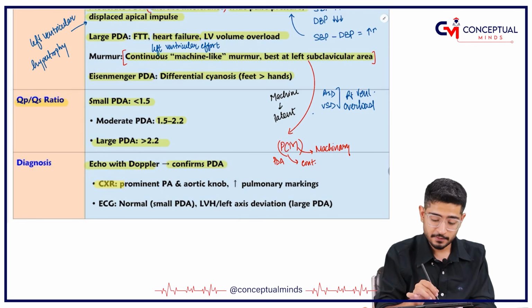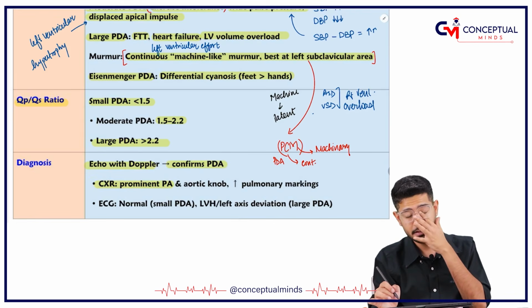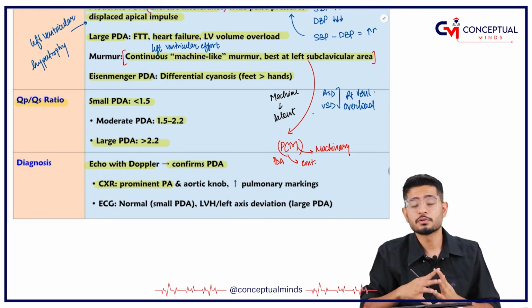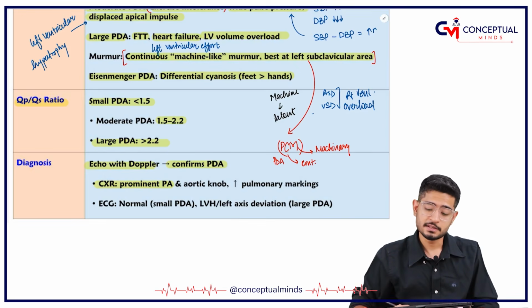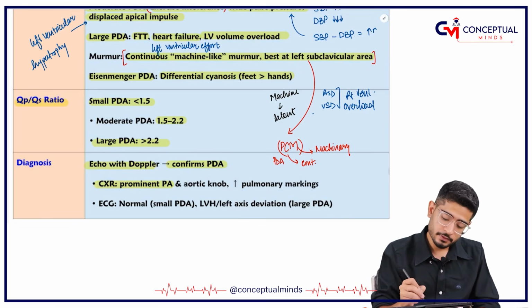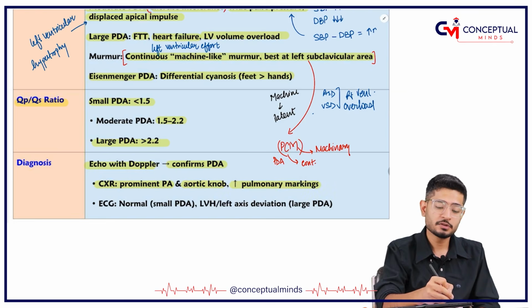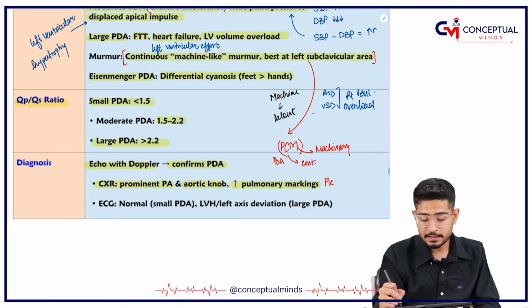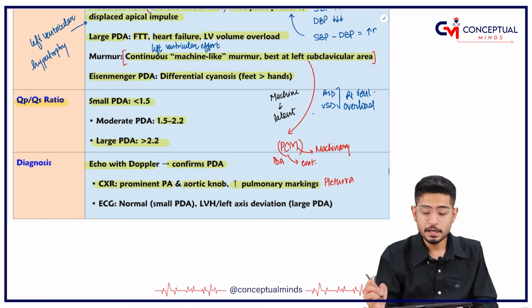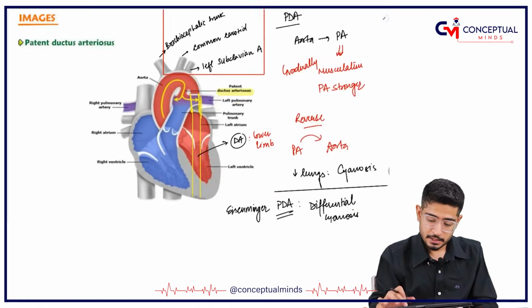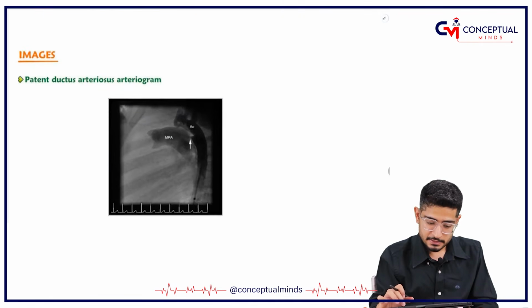Next, on chest X-ray, of course, the pulmonary artery is going to be prominent, because a lot of blood is going to the pulmonary artery. And of course, there is an aortic knob. Because a lot of blood is going to the lungs, there will be increased pulmonary markings, which is called plethora.